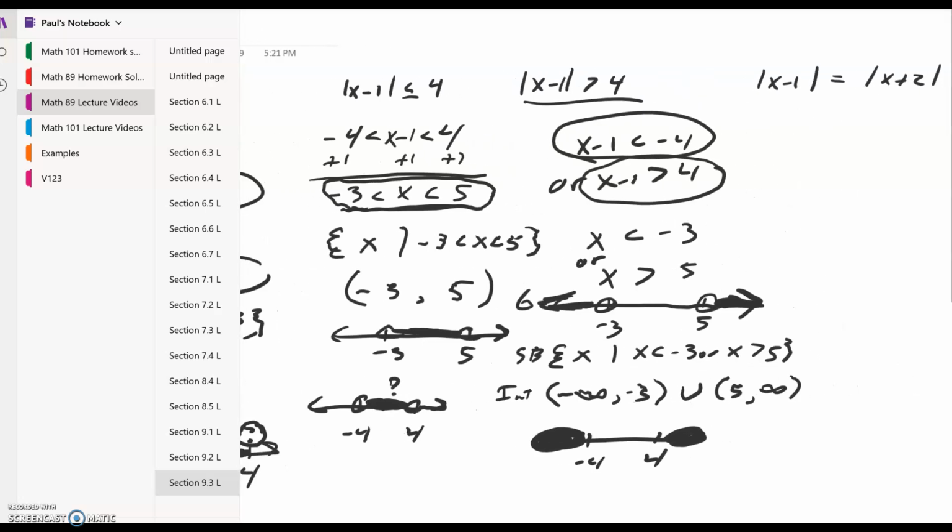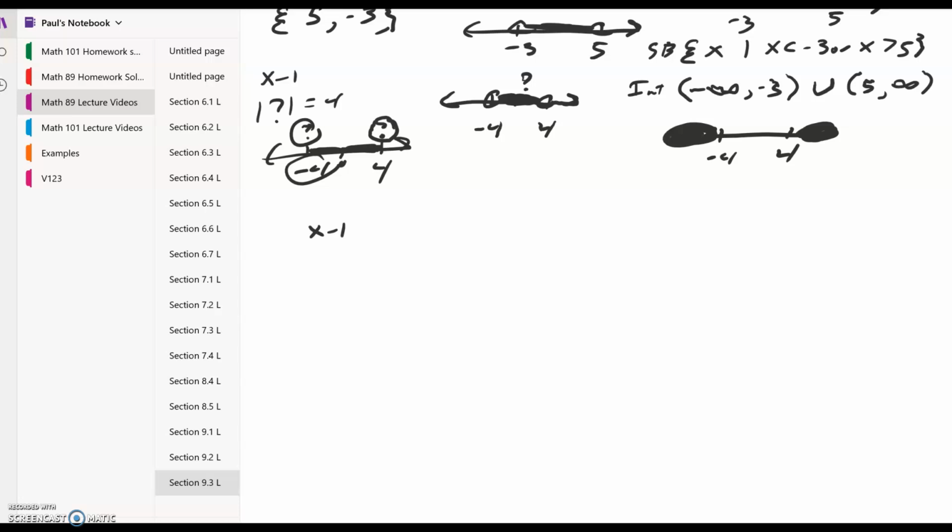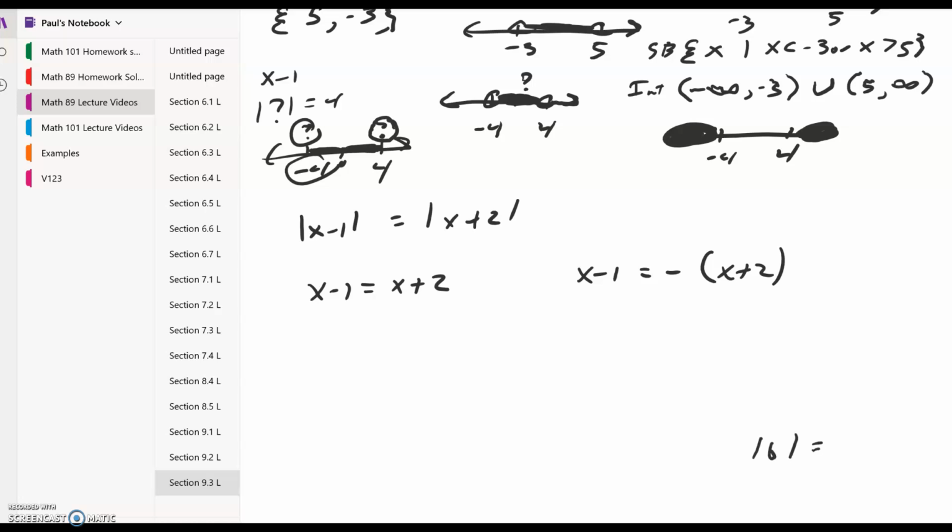Now the next one, the absolute value of x minus 1 equals the absolute value of x plus 2. I'm going to move this around a little bit. There's two possibilities here. One is that x minus 1 equals x plus 2. But the other one is that x minus 1 equals the opposite of x plus 2. That's the way two absolute values can be equal. For instance, the absolute value of 6 equals the absolute value of 6. It equals the absolute value of itself.